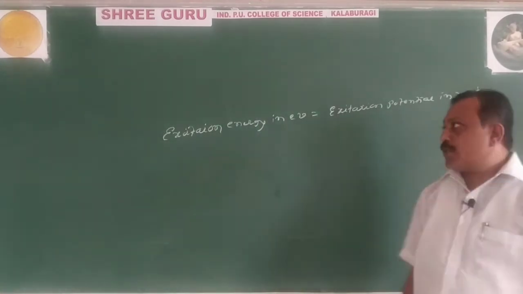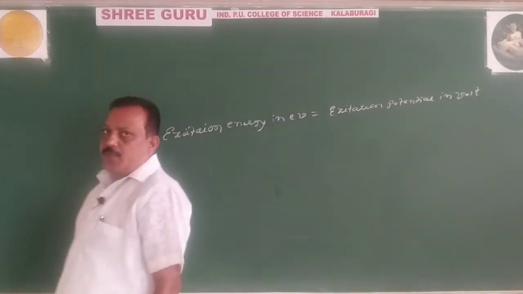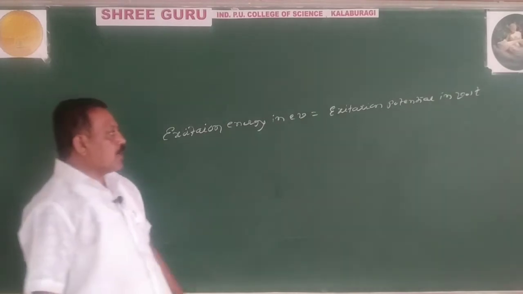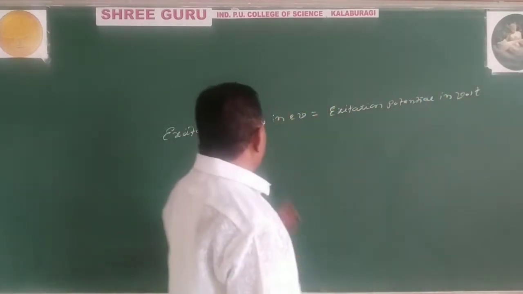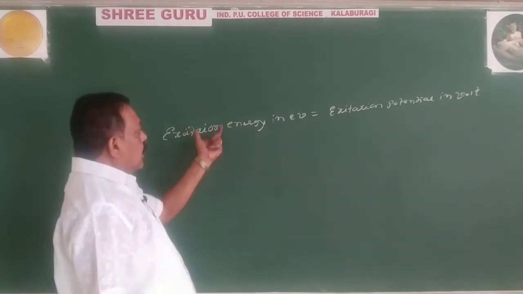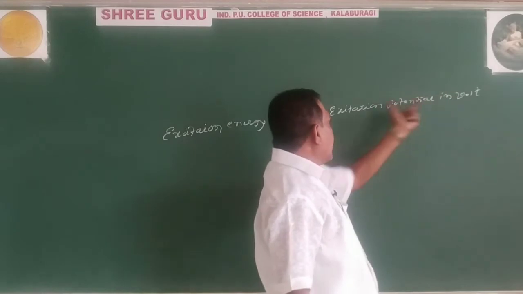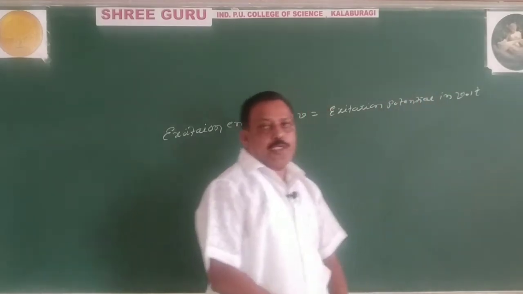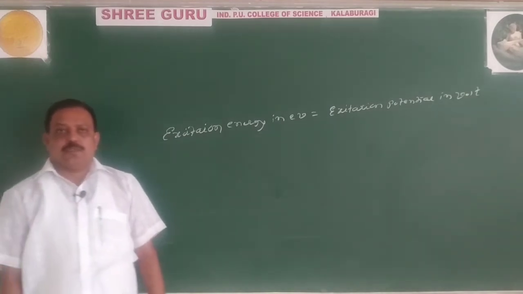The minimum accelerating potential which is provided for the electron to shift from one orbit to another orbit is called excitation potential. That excitation potential is measured in terms of volt. So we have calculated the excitation energy in terms of electron volt; that, represented in terms of volt, gives the excitation potential. Same concept in ionization, right?